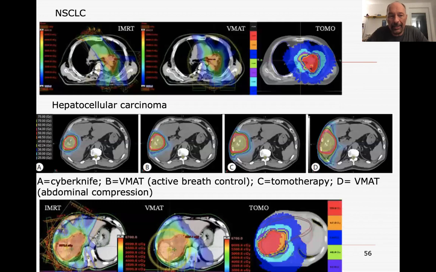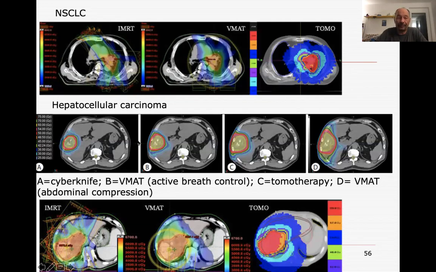That's how the treatment plans look. You see, this is for a hepatocellular carcinoma of the liver, IMRT, VMAT, and tomotherapy. Tomotherapy looks good, but you see the dose bath. I mean, the integral dose in tomotherapy is always quite impressive.